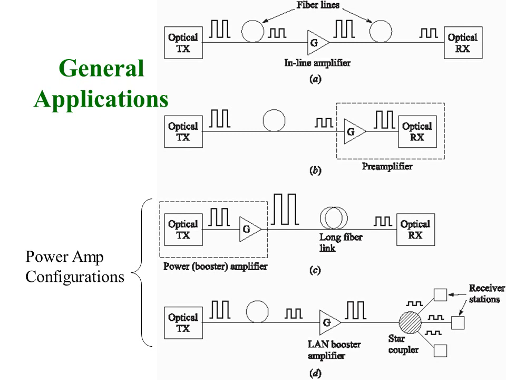So there are three different applications of the optical amplifier. One, it can be used as an inline amplifier. Second, preamplifier. Third, power amplifier. Also, a power amplifier can be used in a local area network to amplify the signal before distributing it to the different receivers. These are the general applications of the optical amplifier.